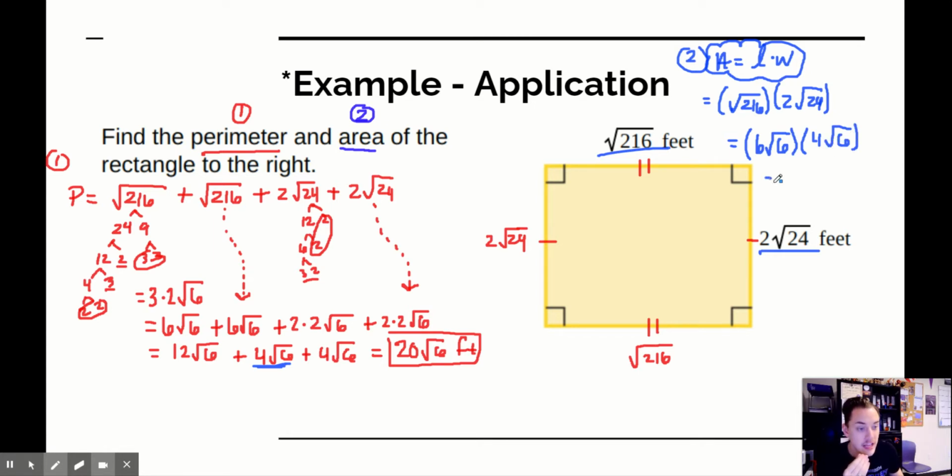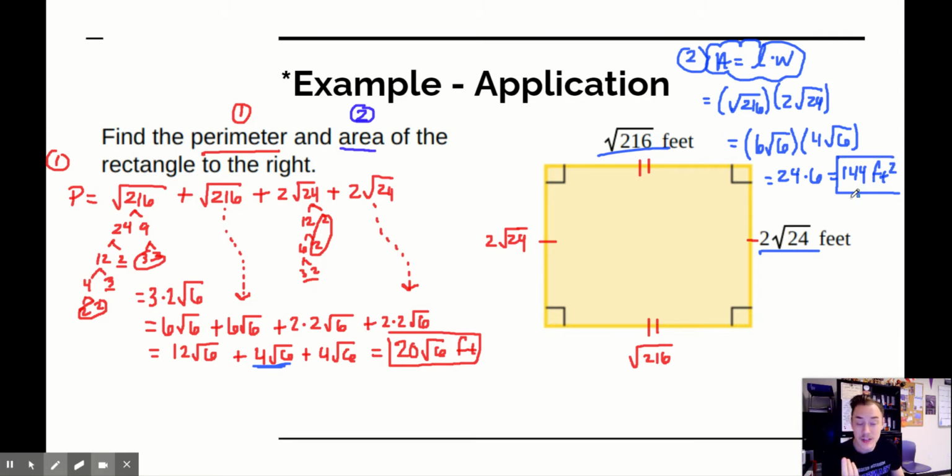So when I multiply it all together, what is 6 times 4? Well, that's going to be 24. And then what's radical 6 times radical 6? Well, that's 6, which equals 144 feet, and since it's area, squared. That is going to be my final answer.